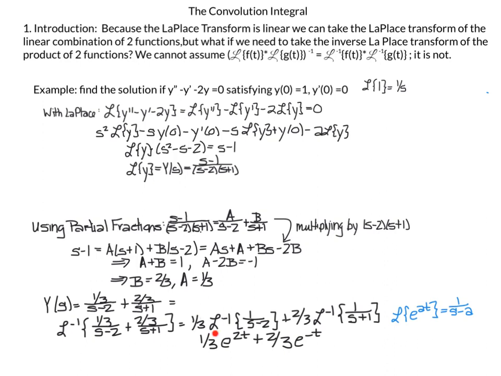So here I have 1/3. Here my a is equal to 2, so that's e to the 2t for the inverse Laplace. And then I have 2/3, and the inverse Laplace transform of 1 over s plus 1 is just this, where s is equal to minus 1. So I'm going to get 2/3 e to the minus t. So here is my solution for y of t, the function that solves my differential equation.